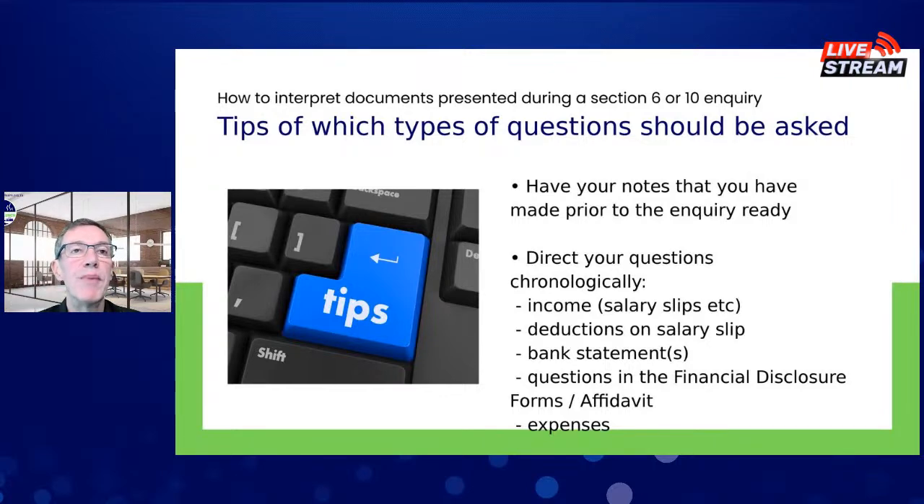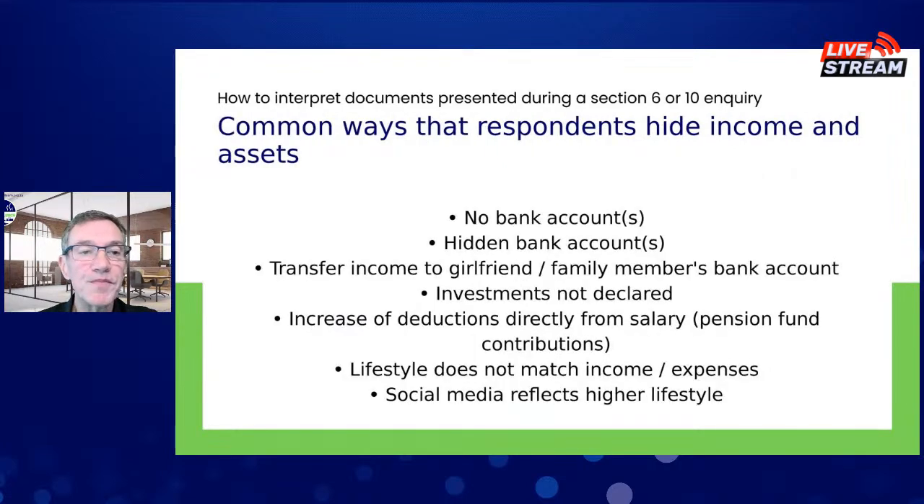Then go through the banking statement, scrutinize all the banking statements, and then lastly, go through all the questions in the financial disclosure affidavit, and then bring together everything, linking that up with what has been asked for and what has been said in the initial application, the J101 or the J107 form.